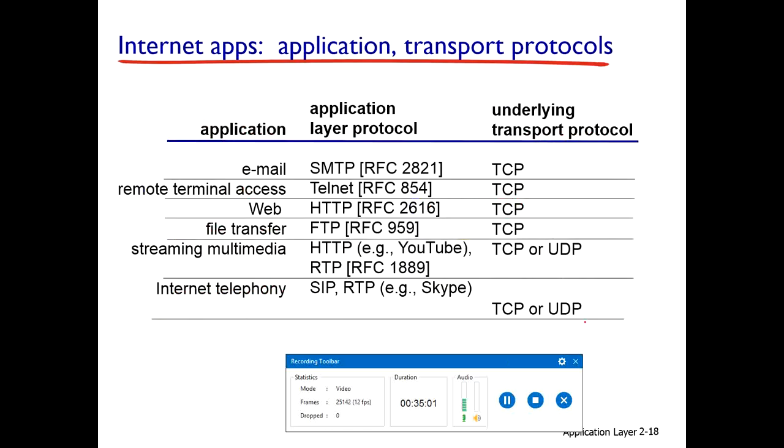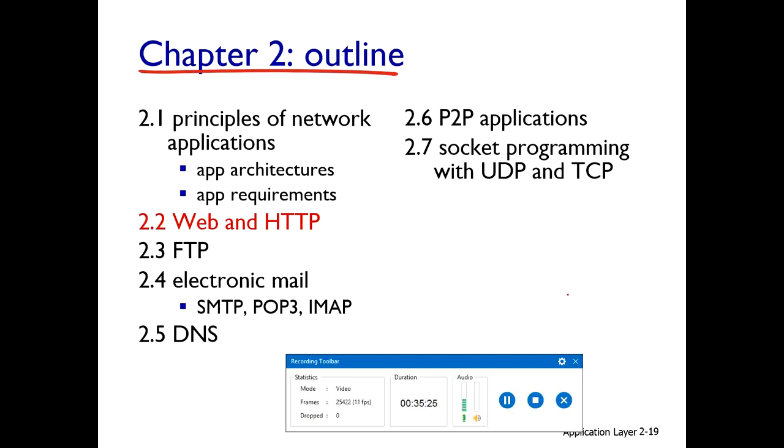Alright, moving ahead. Some of the applications which use the underlying transport layer: for example, email uses TCP, remote terminal access uses TCP, web and file transfer use TCP, multimedia can use TCP or UDP, and internet telephony can use TCP or UDP. Alright, so here we complete our 2.1, which is principles of network applications.